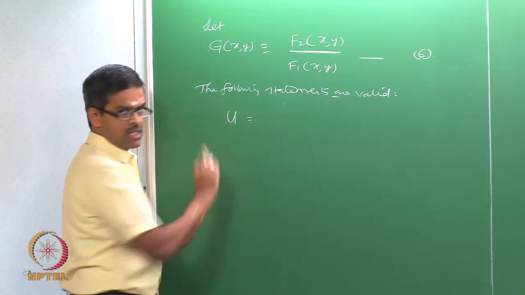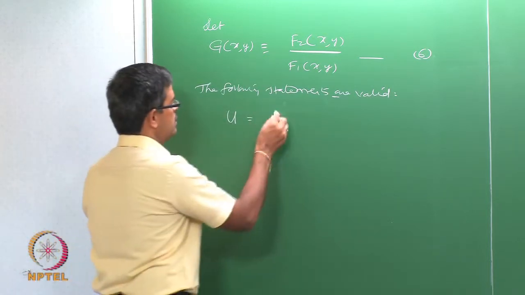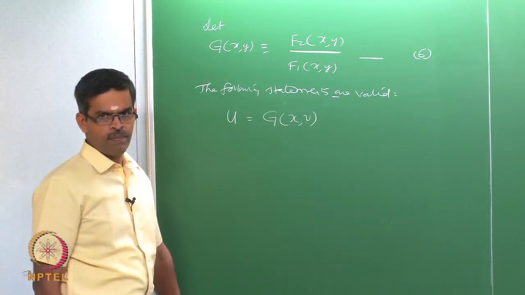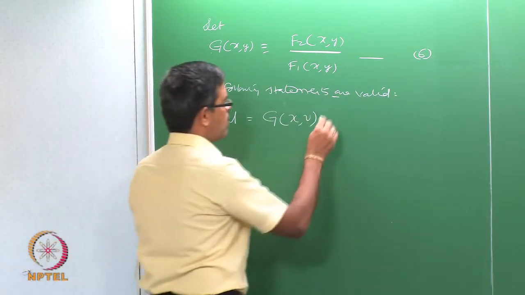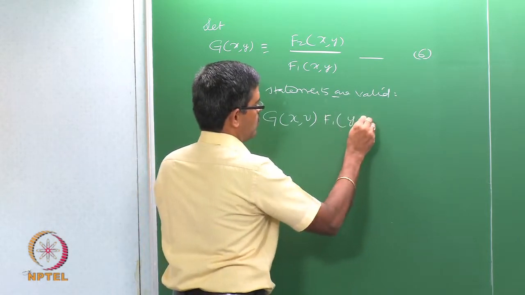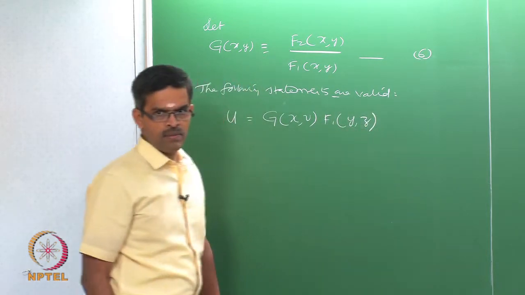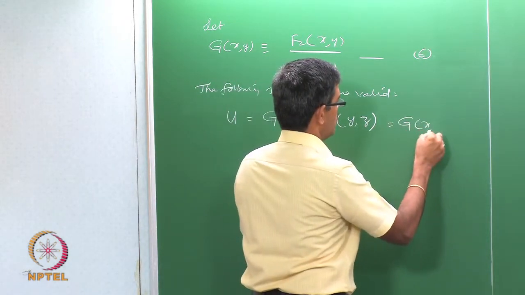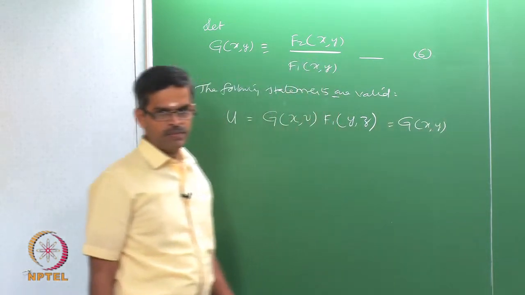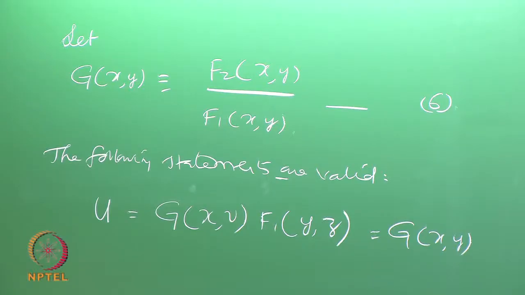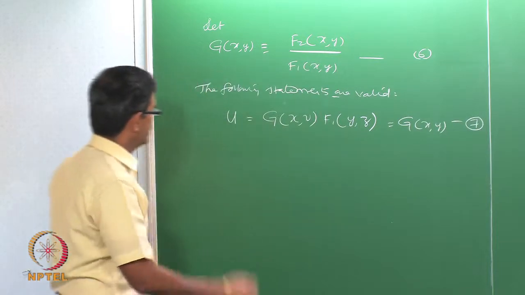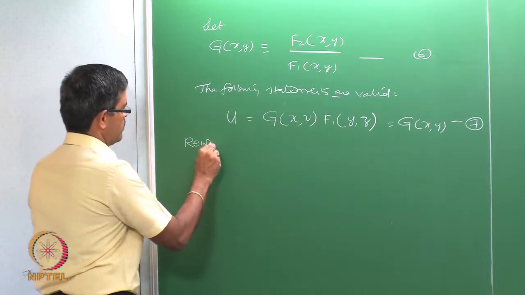U now can be expressed as g of x v, f1 of y z, which is the same as g of x y. I can rewrite the above equation 7 slightly in a different form.